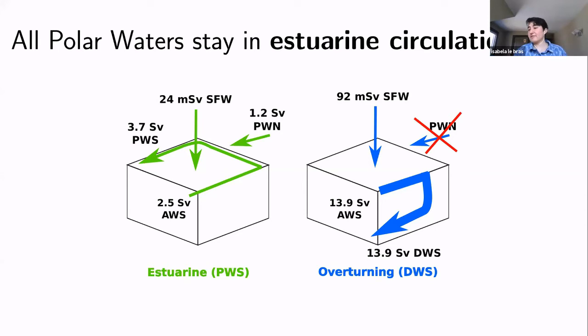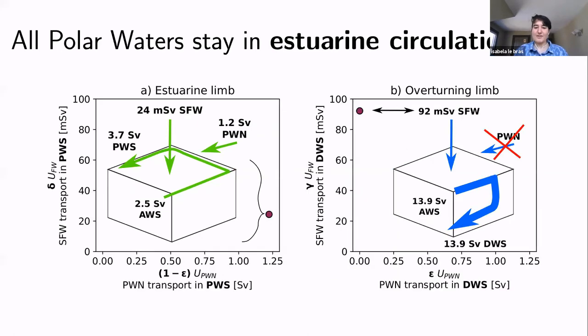Okay, so now we can do a little bit of a thought experiment just to explore the parameter space of the solutions for these two limbs that we're really interested in. So first we can say, what happens if none of the polar water north participates in the overturning circulation? What if all 1.2 svergeps of the polar water north is part of this estuarine circulation? How much surface freshwater would have to participate here in order to close the volume and salinity budget for this limb and this limb? And then we can place that in a parameter space.